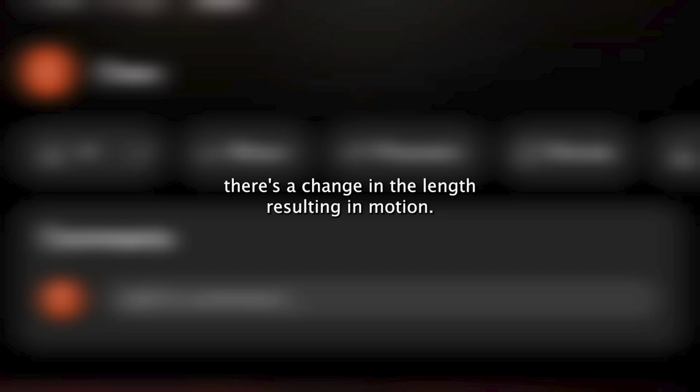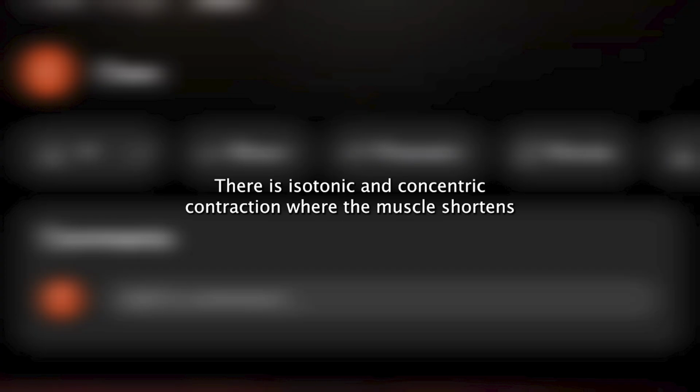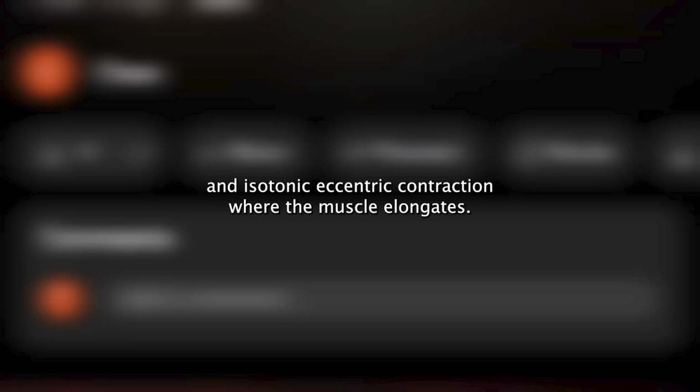An isotonic exercise is one in which the muscle changes in length. Now, in isotonic, there's a change in the length, resulting in motion. There's isotonic concentric contraction, where the muscle shortens, and isotonic eccentric contraction, where the muscle elongates. So this is isotonic concentric contraction. The muscle shortens.